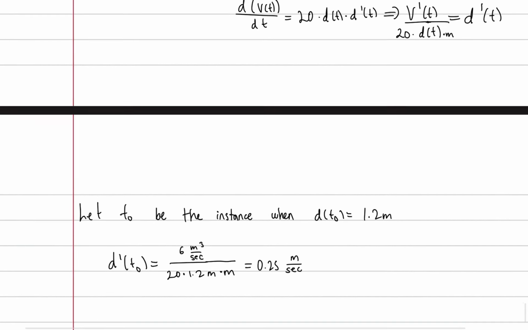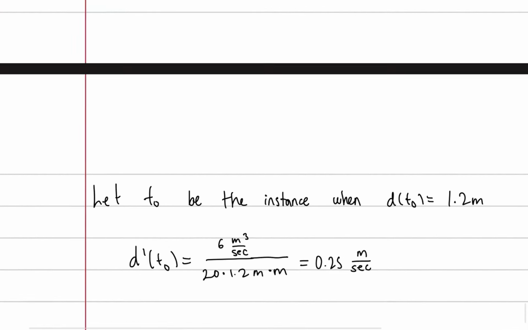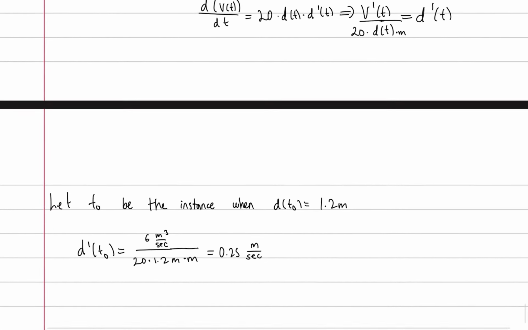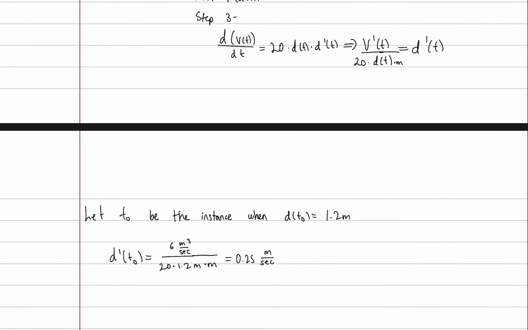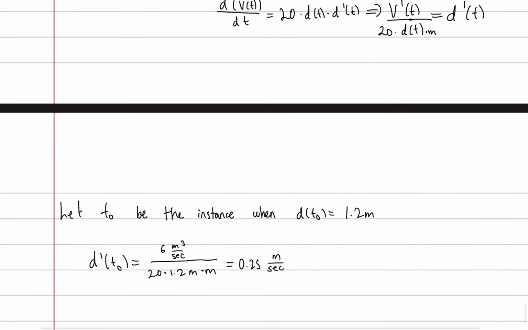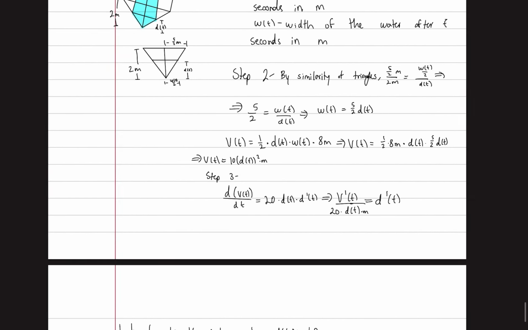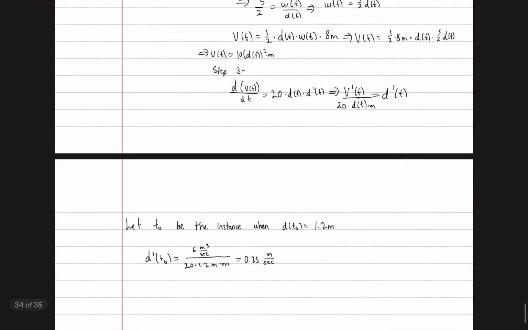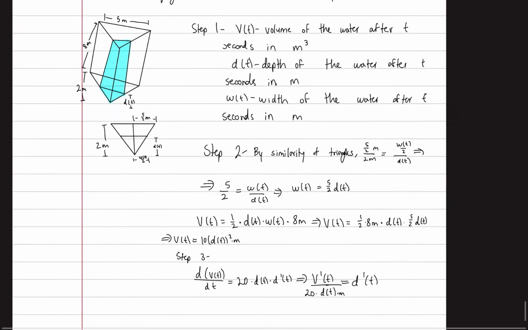We're going to say let t-naught be the instance when our depth is exactly 1.2 meters. So now for the rate of change, we know the rate of change of the volume. We know what d of t-naught is, 1.2 meters, and we're just going to have the meters there, and we can plug it into our calculator. We get 0.25 meters per second. So what we're saying is that the depth is changing at 0.25 meters per second, that it's rising. Every second it's rising by 0.2 meters.